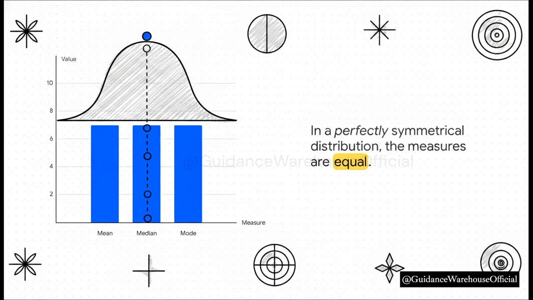And here's what's so cool about this. In a perfectly symmetrical distribution with just one main peak, your mean, median, and mode are all exactly the same. Look at this. They all equal 7. They're stacked right on top of each other perfectly at that center peak.